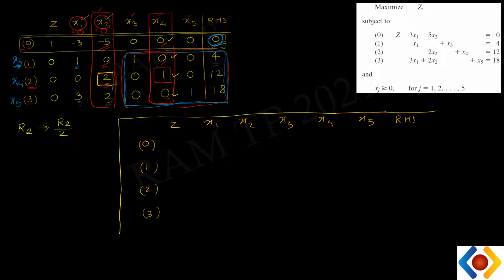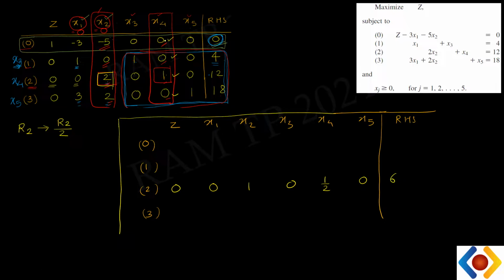Whatever we are manipulating, let's enter that first. We are manipulating row 2. You guys need to help me with the elements of row 2. 0 divided by 2, 0. 2 divided by 2, 1. 0 divided by 2, 0. 1 divided by 2, 1 by 2. 0 divided by 2, 0. 12 divided by 2, 6. Okay, fine.